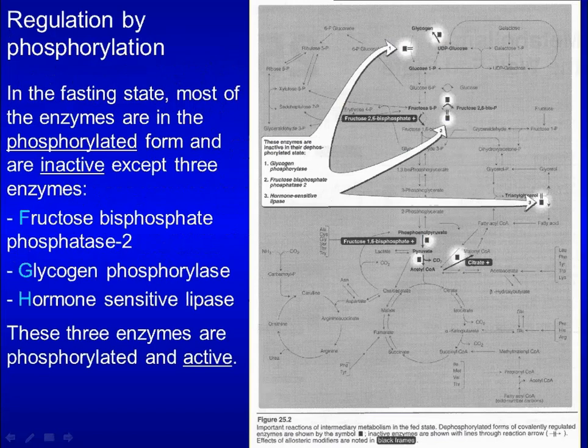In the fasting state, most of the enzymes are in the phosphorylated form and are inactive, except 3 enzymes. We have seen these 3 enzymes earlier. Again, a mnemonic FGH may help us remember these enzymes.